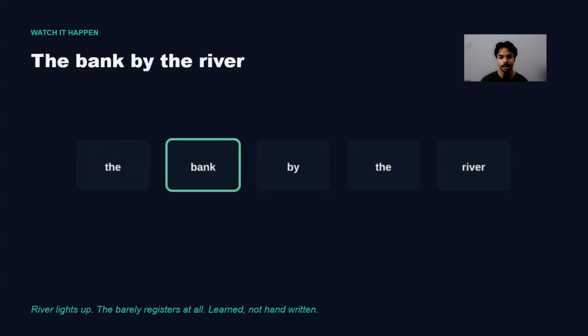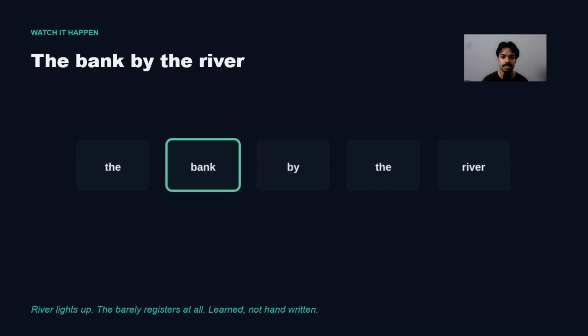So let's make that concrete with our actual example. Take bank in the bank by the river. It looks at every word around it and assigns each one a relevance score. River gets a strong score since it directly determines the meaning. By gets a small but real score since it signals a spatial relationship. The gets almost nothing. It is just a small function word carrying very little meaning.